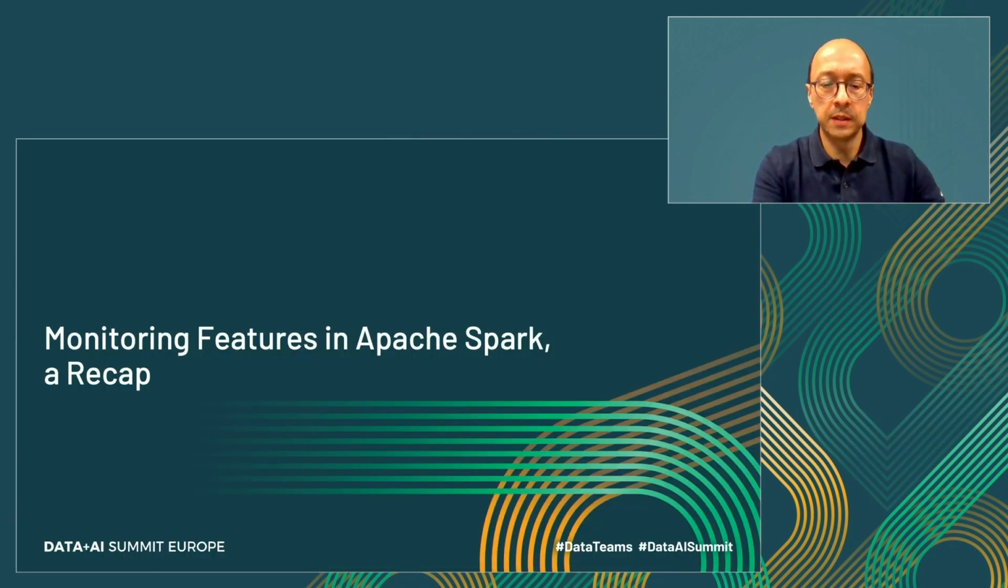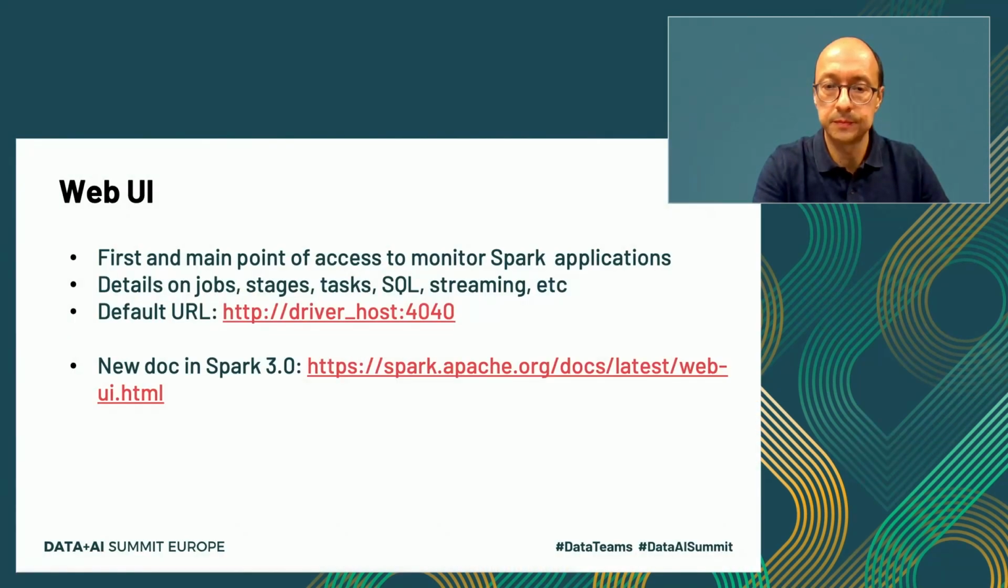So before diving into the new Spark 3.0 features for monitoring, I want to recap some of the standard features so that we all get on the same page. The web UI is the first and the main point of access for Spark monitoring data. I gather most of you are already familiar with that. The good news for Spark newbies is that in Spark 3.0, there is a new chapter in the documentation that covers all the details.